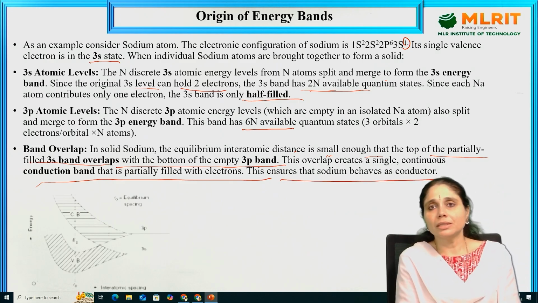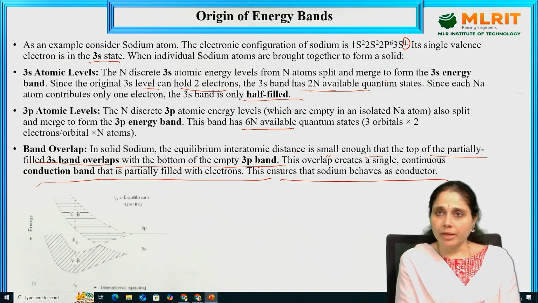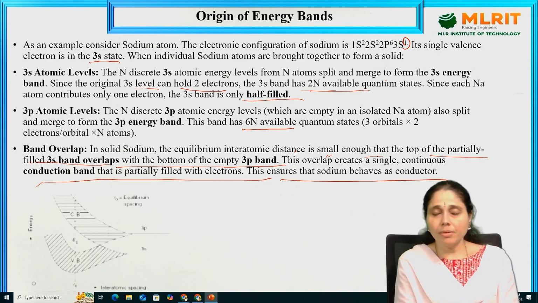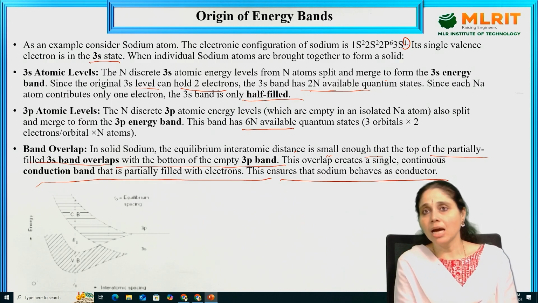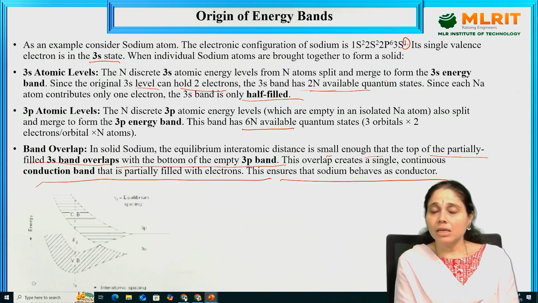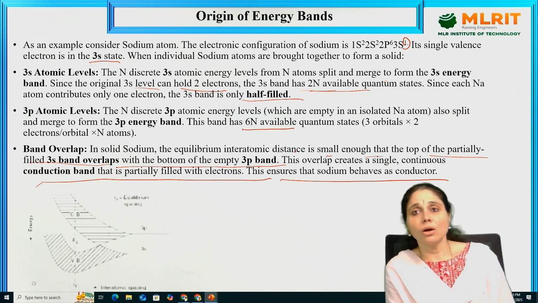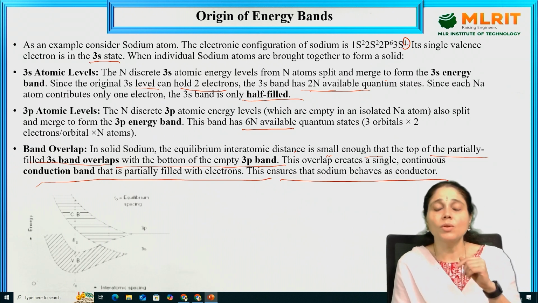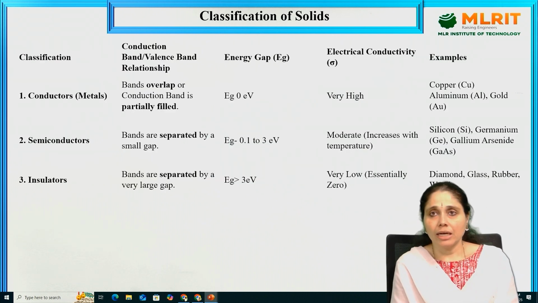So, what happens here? The 3p band is completely empty and the 3s band is half filled. The half filled 3s band sends its electrons to the 3p band, creating a single, continuous conduction band that is partially filled with electrons. This ensures that sodium behaves as a conductor. If there is continuous movement of electrons, then we can say it is a conductor.